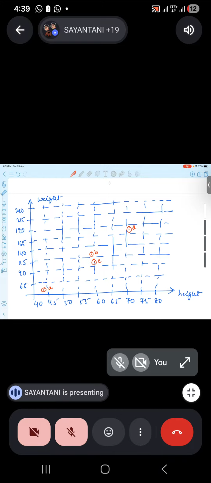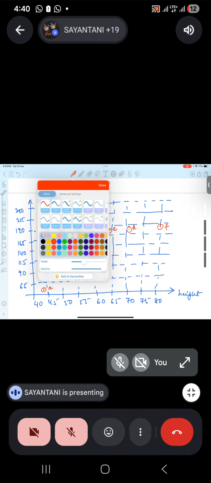Next, we have 64 and 180. F is 80 and 182. So that is F. We will also plot the cluster centroids.